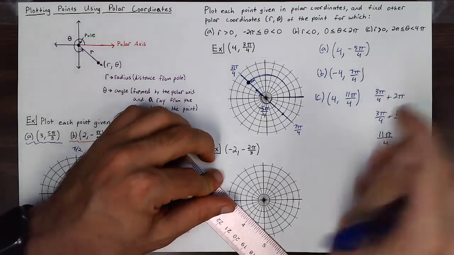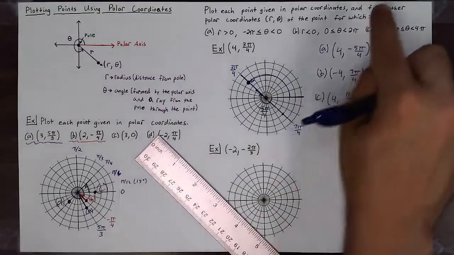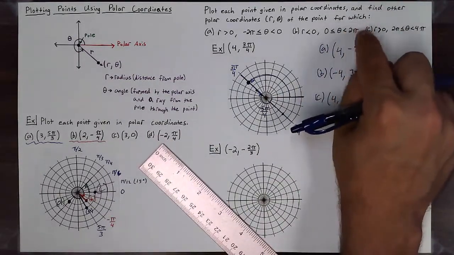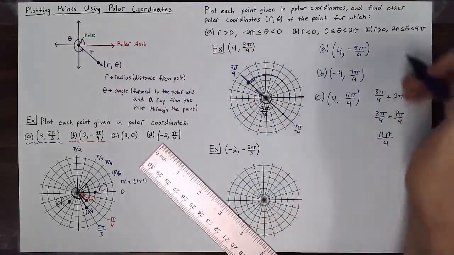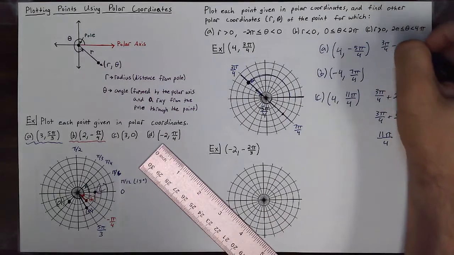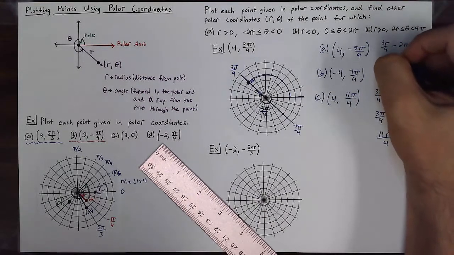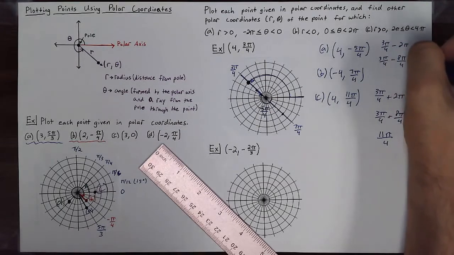So you're going to learn that you can always just add or subtract 2 pi to end up where you want to. Another way to get this angle here, for part A, is to subtract 2 pi to end up there as well. If I would have done 3 pi over 4 minus 2 pi, that would have also been negative 5 pi over 4.